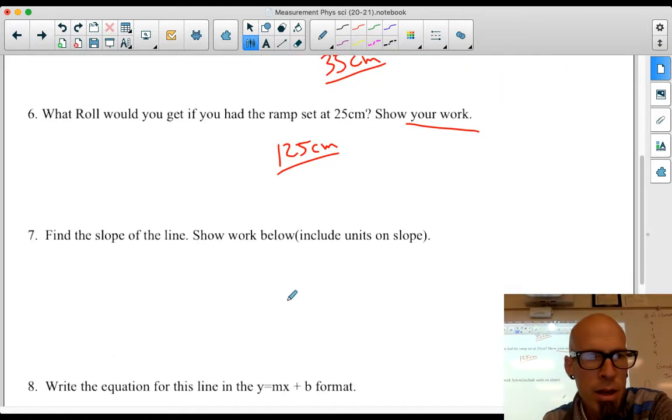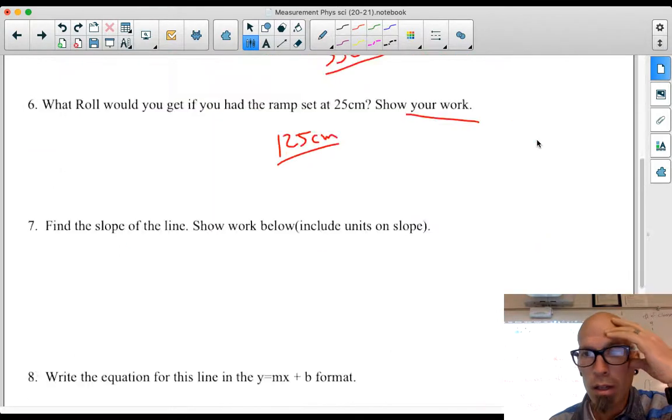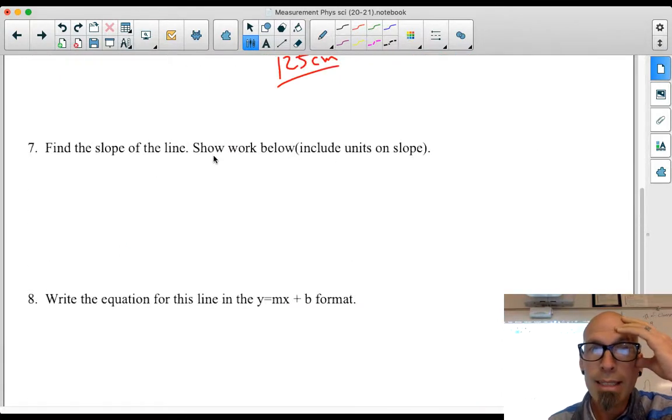Lastly, finally, find the slope of the line and show your work below, including the units on the slope. Okay. Again, it says show work below. Now you're going to have to write something in this blank. Now you can do it on the graph, but I need to see what you did in the blank here for this question. And again, it says include units on slope, which some people aren't doing at all.